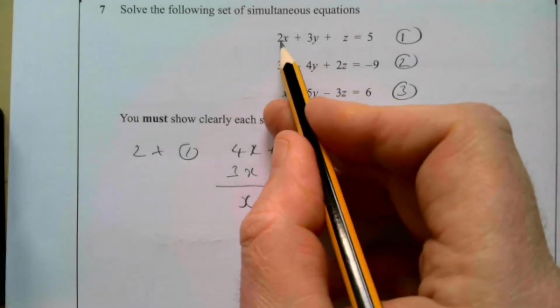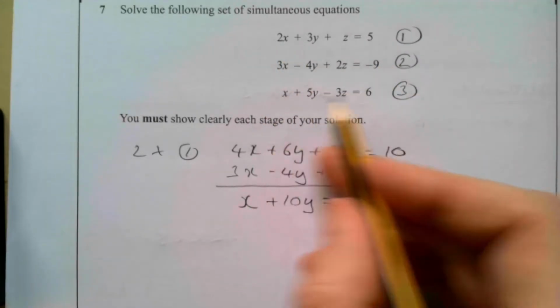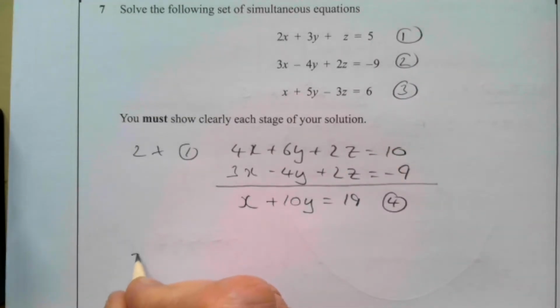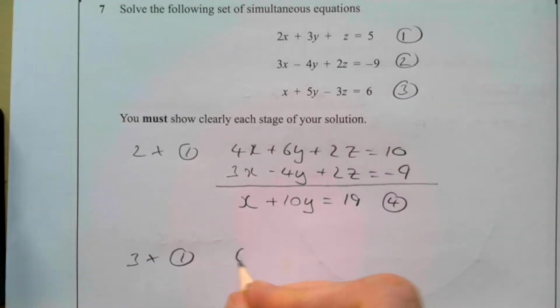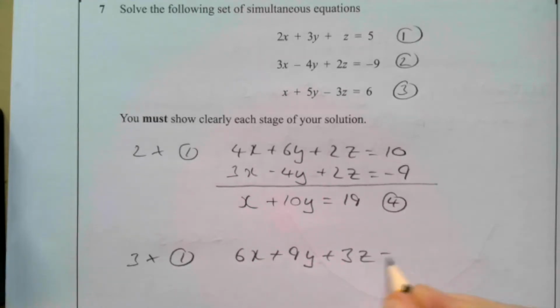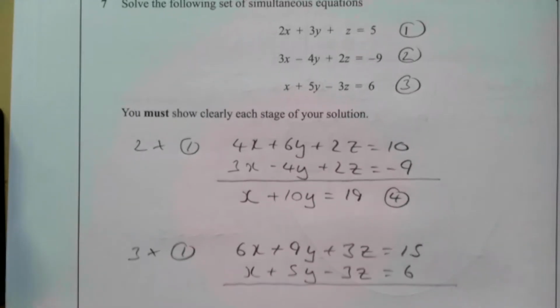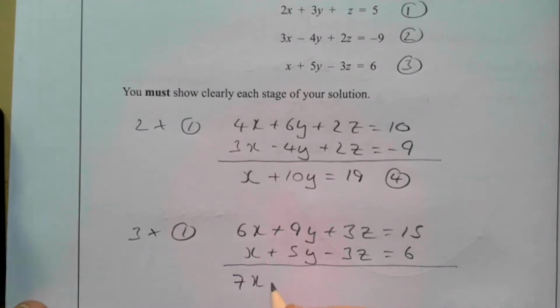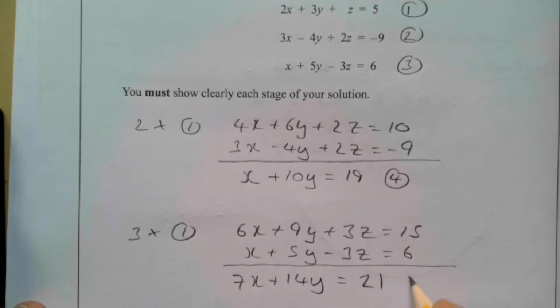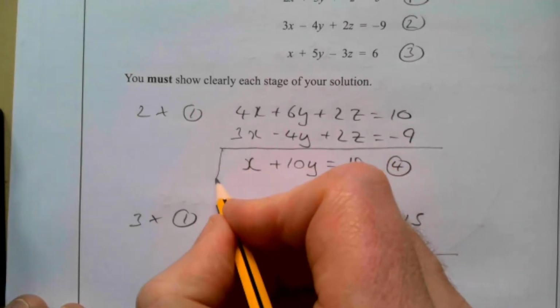I'm now going to do equation 1 times 3 and then add it to 3. So that's 3 times 1, 6x plus 9y plus 3z is 15. And then of x plus 5y minus 3z is 6. And I'm going to add those two. That gives me 7x plus 14y equals 21. And I'm going to call that equation 5.